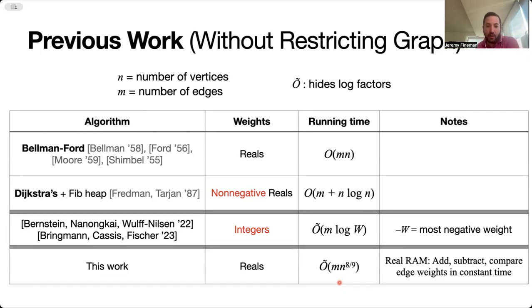In this work, I have come up with an algorithm that has a running time of m times n to the 8/9, so slightly beating the Bellman-Ford algorithm, and it applies to the case of real weights as well. Now, when we're talking about these algorithms as working for real weights, we have to be able to compute on real numbers. So the model here is typically a real RAM. And specifically, I'm only assuming that you are able to add and subtract and compare edge weights in constant time. So just doing the normal things you expect to do in shortest path algorithms. There's no clever algebraic tricks or anything like that.